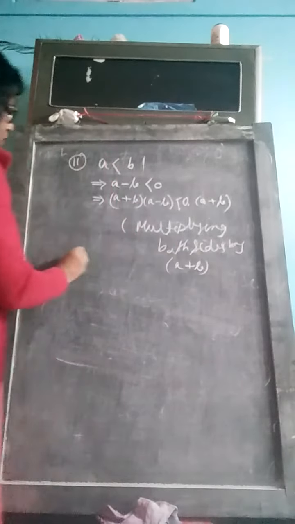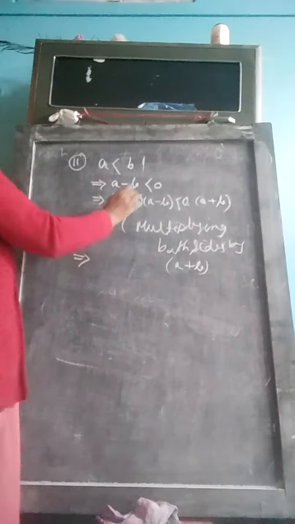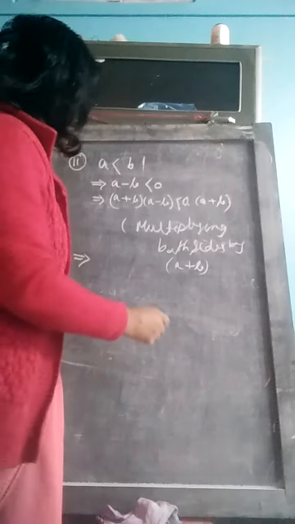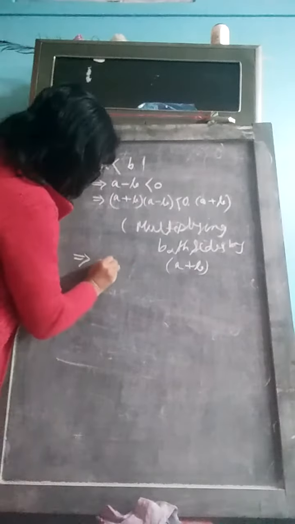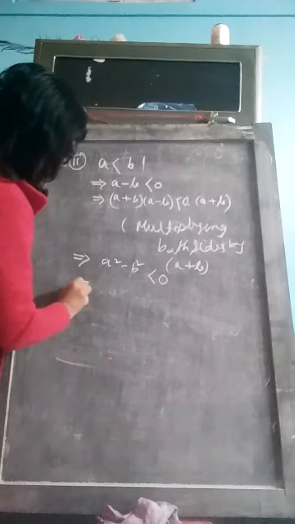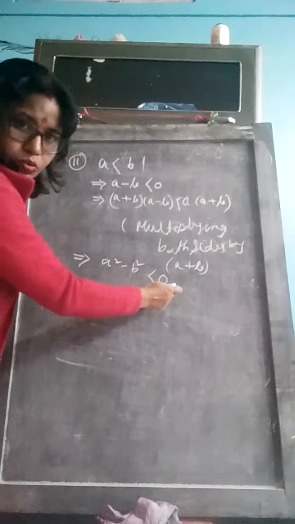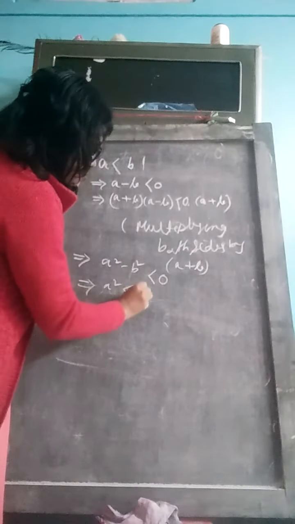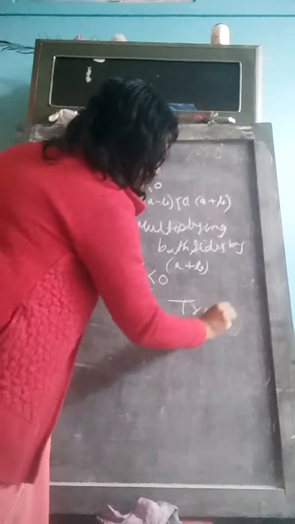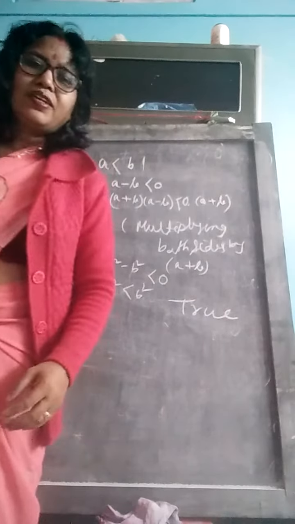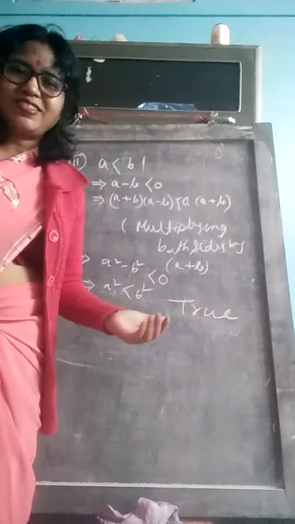This is our formula. A plus B into A minus B equal to what? What is the identity? A square minus B square. A square minus B square is less than 0 implies when this goes to the right side, this becomes positive. Therefore, A square less than B square. And so it is true. Do you guys understand? If you understand, you like my class? Okay.